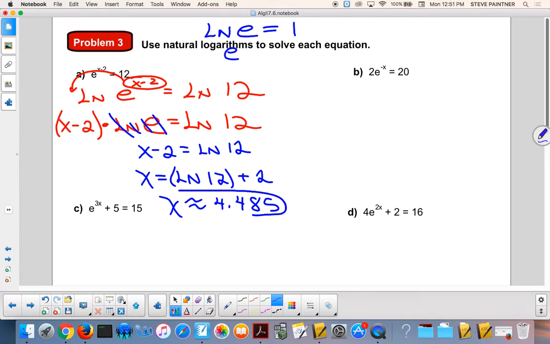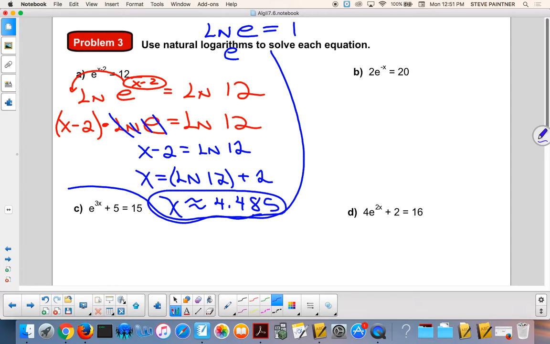4.485. Don't trust it. What do you do? Yeah, you come up here, you go like this. Take your e, raise it to the 4.485 minus 2, and type it in and see if it's 12. We don't know. It should be really close. If it's not, something's wrong. Is it 11 something? Yeah, 11.9, I hope.